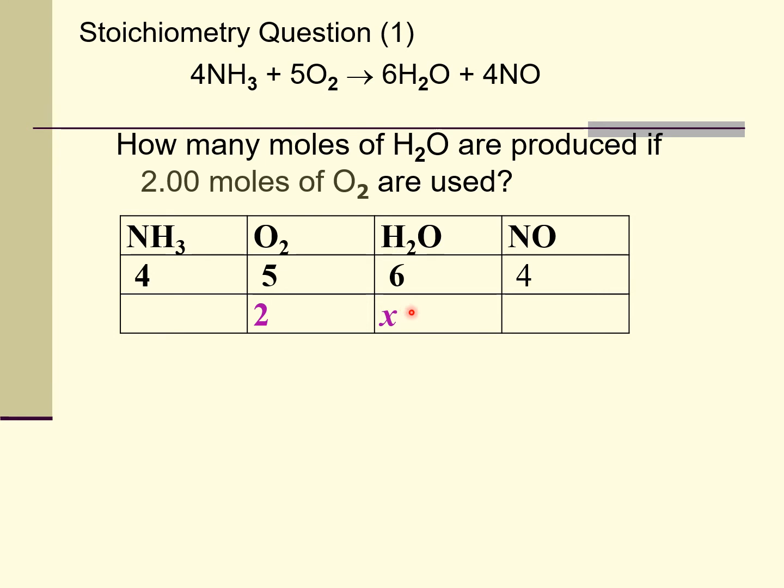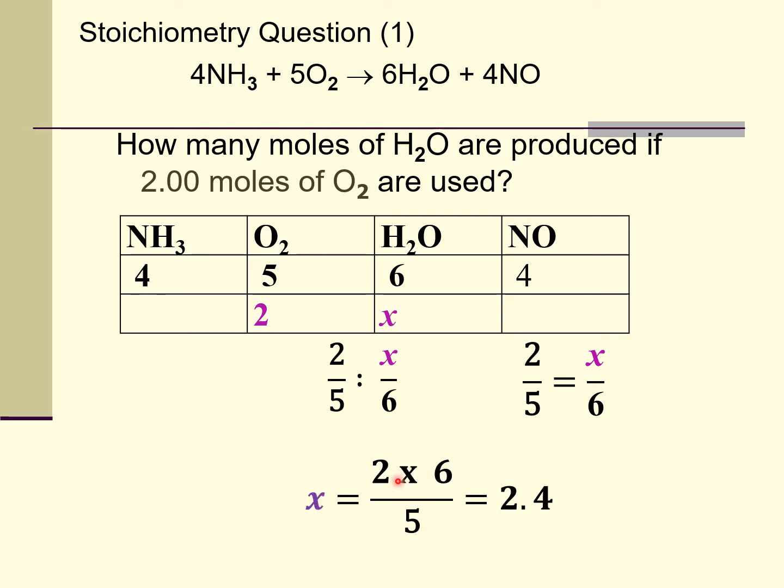Your problem is how many moles of water, so this is your X. Now we set up 5 is to 6 from here, and 2 is to X. Now, I'd like to remove this colon and replace it with an equal sign. So that I have now set up my equation, and I will rearrange it so that X is placed on one side.